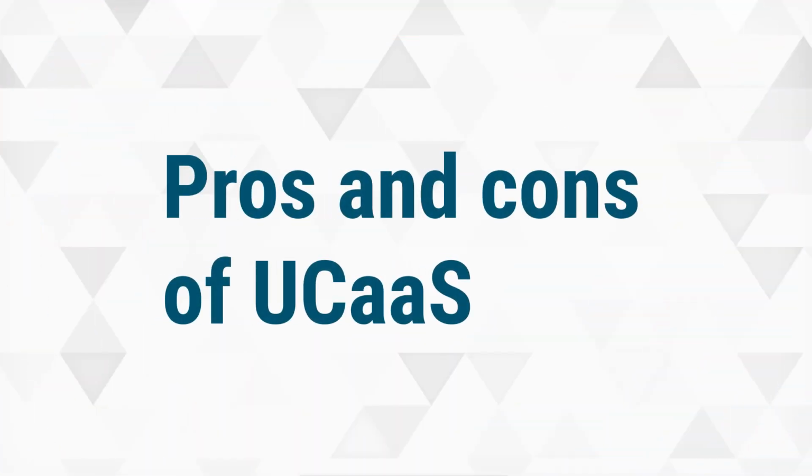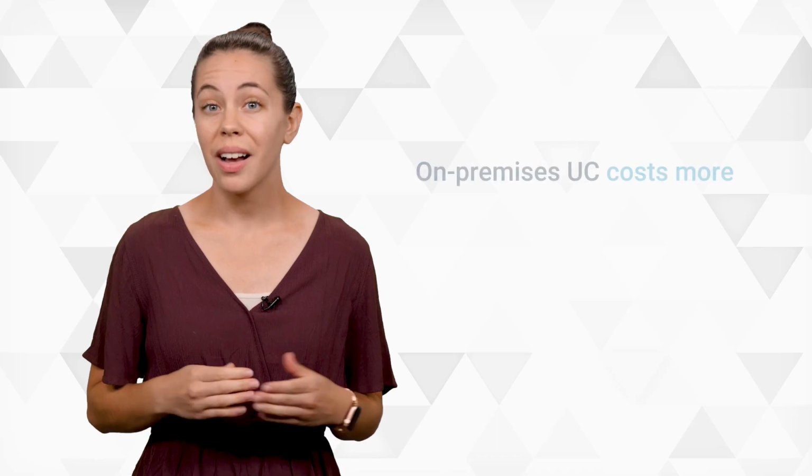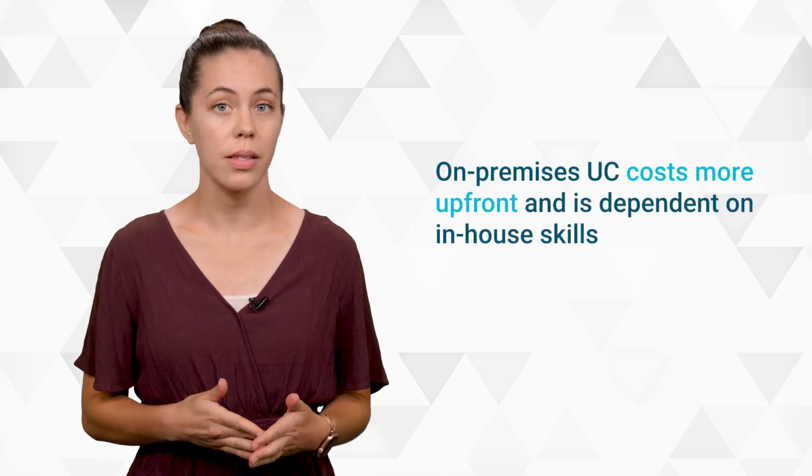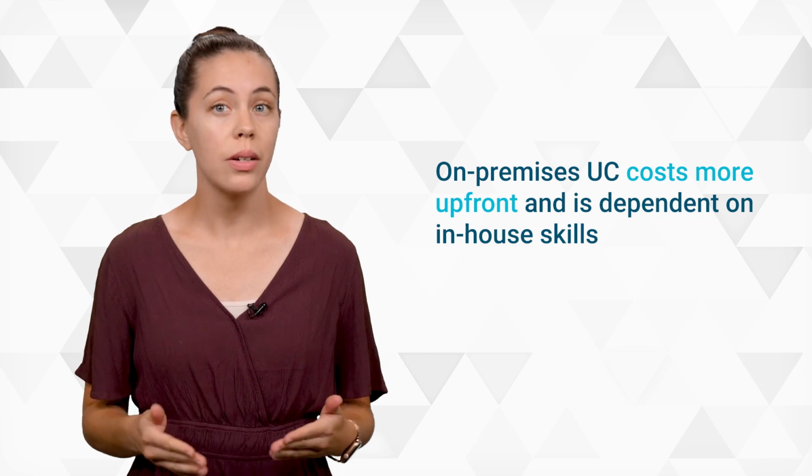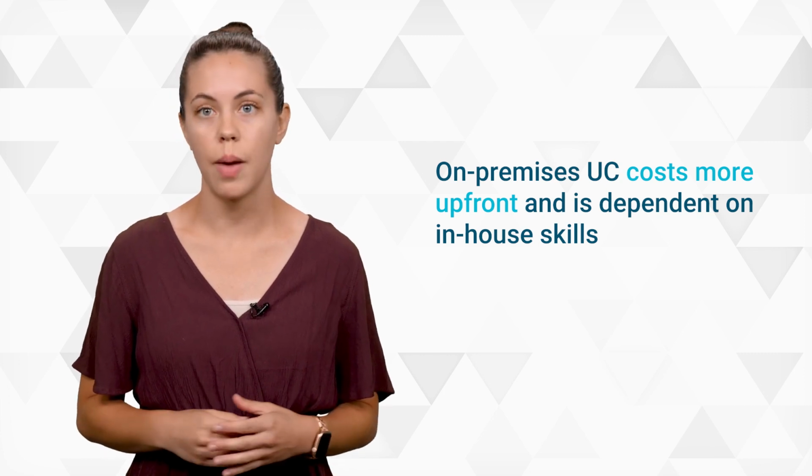The question of whether to use UCaaS to deliver unified communications often comes down to whether an organization has an old PBX telephone system and needs to replace it, or if the company is just starting up and wants to be able to scale communications quickly and efficiently. On-premises UC, meaning the servers are located on the company's local area network instead of the cloud, often involves using proprietary hardware. That costs more upfront compared to UCaaS. It also makes the company more dependent on in-house skills for maintenance and management.